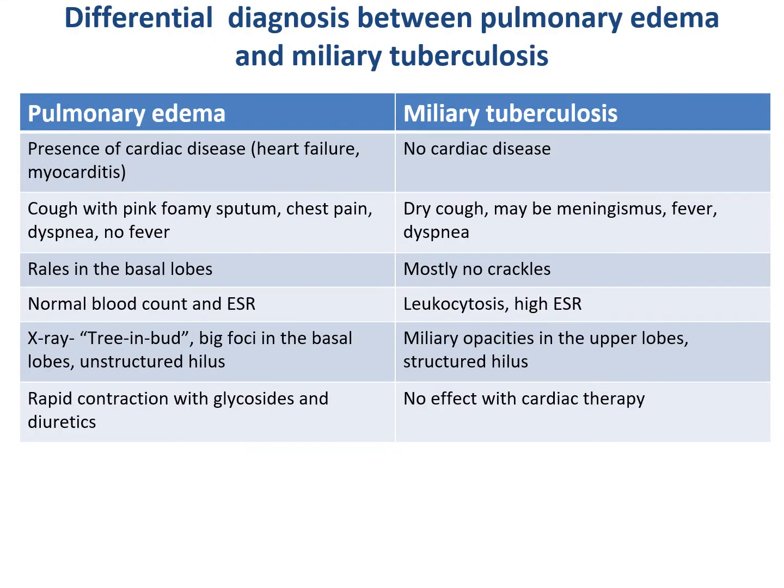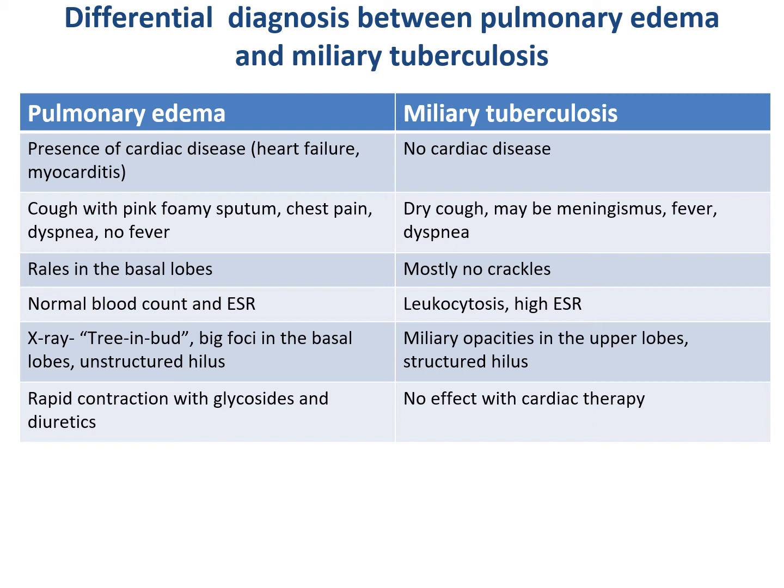In case of pulmonary edema, we have presence of cardiac disease, heart failure, myocarditis. In case of miliary TB, no cardiac disease. Pulmonary edema, cough with pink, foamy sputum, chest pain, dyspnea, no fever. Miliary TB, dry cough, maybe meningismus, fever, dyspnea. Pulmonary edema, rales in the basal lobes. In miliary TB, mostly no crackles.